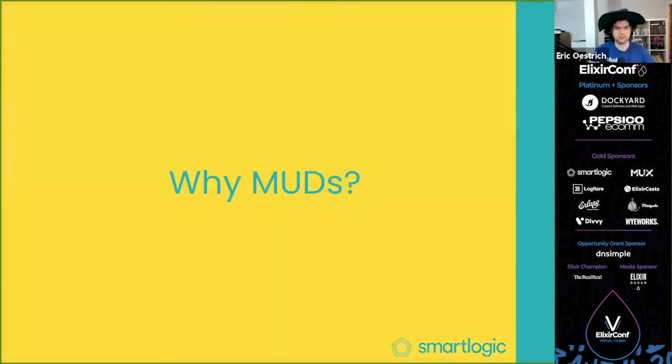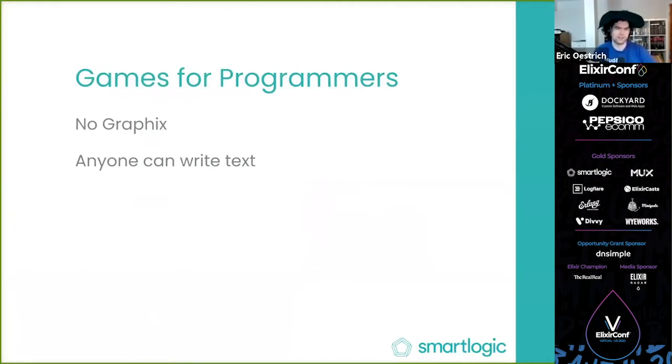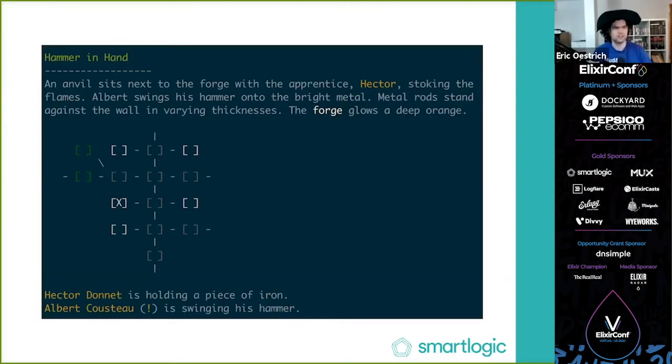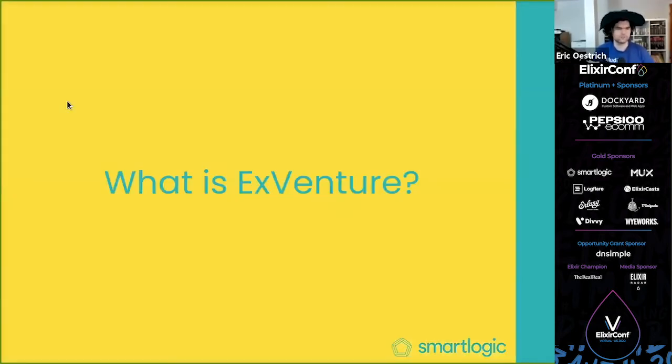So first off, why MUDs? MUDs are games for programmers. There's no graphics at all in them, generally speaking, and anyone can write text. You don't need to be an artist or a 3D modeler to make these games. So this is what it looks like. It's just a bunch of text. The most you get is some ASCII graphics with this map here, and some coloring.